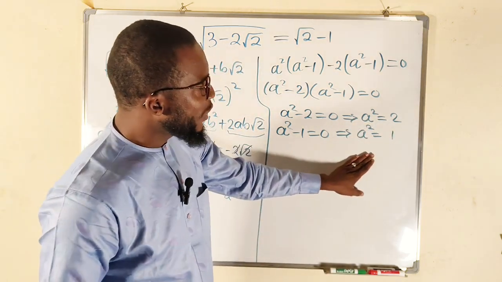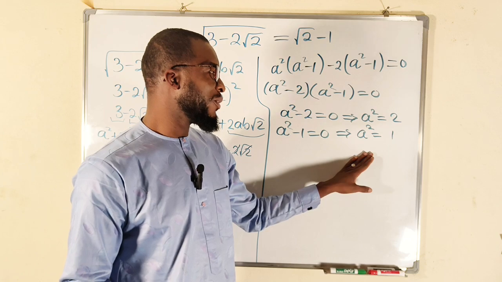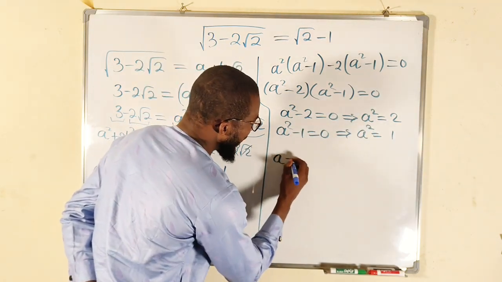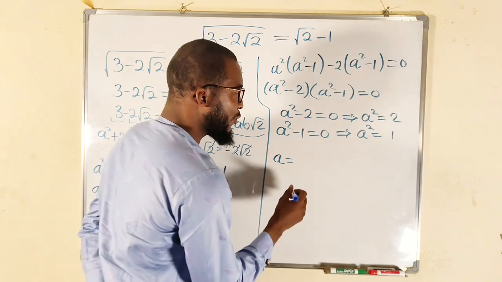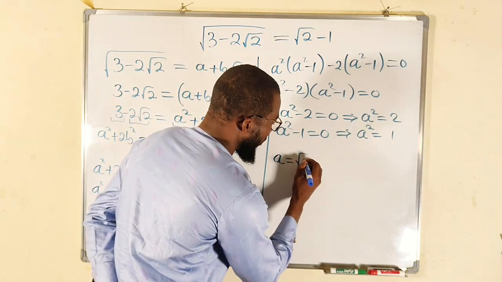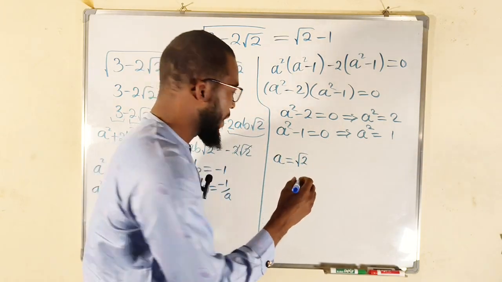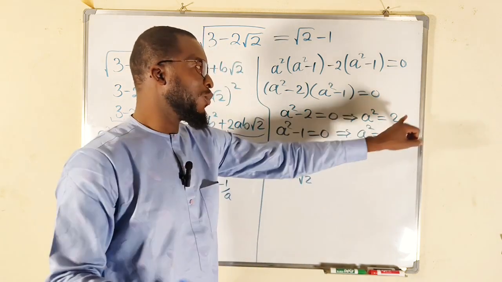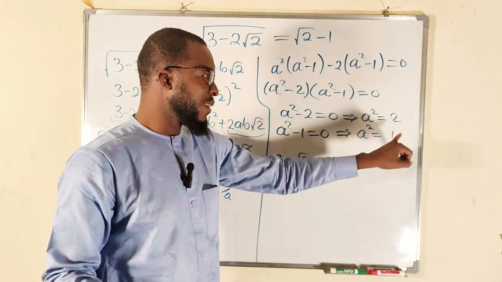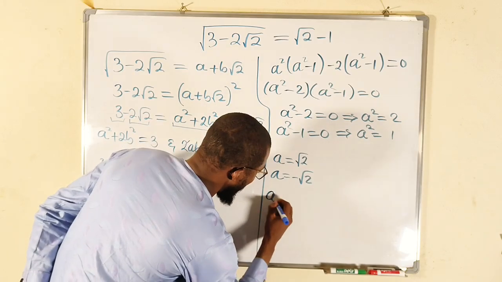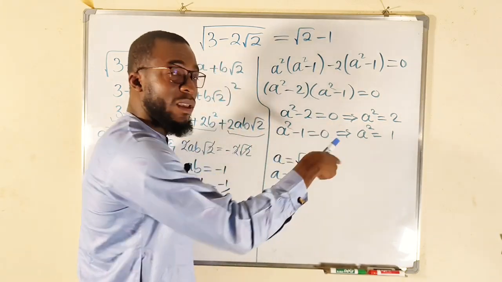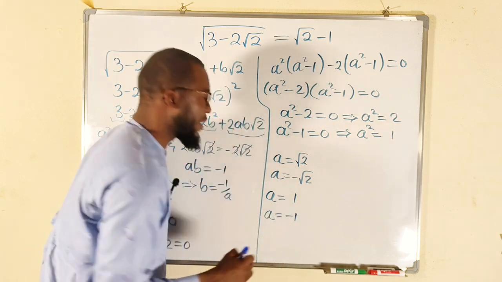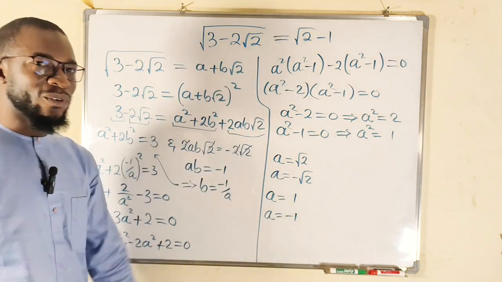So you can see that we're going to have how many values of a? 4. From here, a can be equal to square root of 2. A can be negative square root of 2. From this one alone, if you take square root of both sides. And this one, a can be positive 1 by taking square root of both sides, or a equal to negative 1. Just observe, we have 4 values of a.